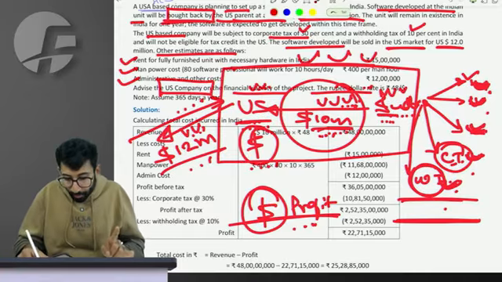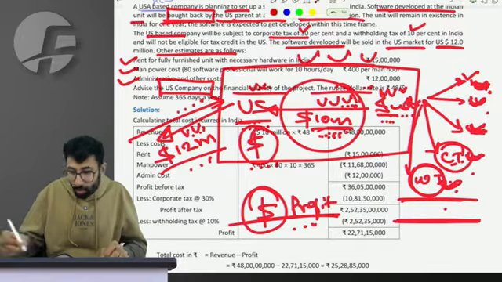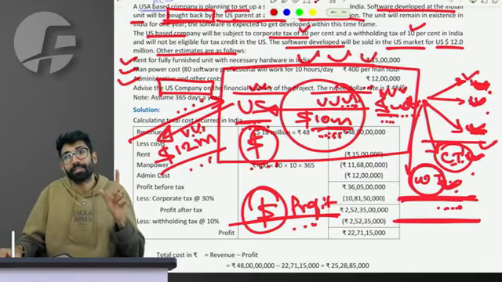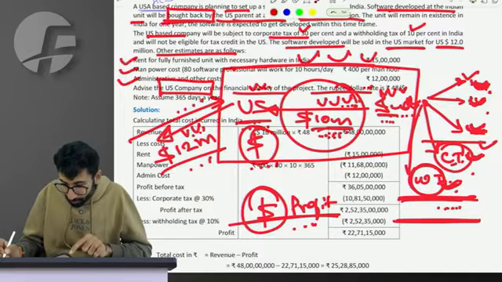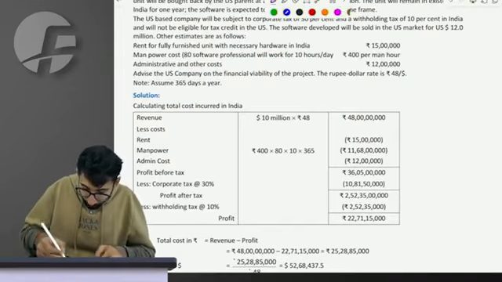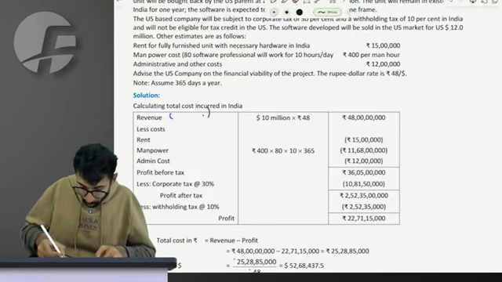Point one learning: 10 million is not the actual inflow or outflow, it is just the notional revenue, so that on the notional profit you can calculate the amount of actual tax. Correct? So let's proceed. We will say revenue being notional.